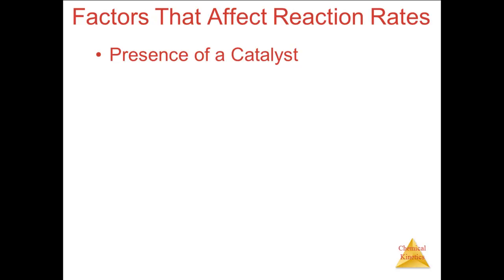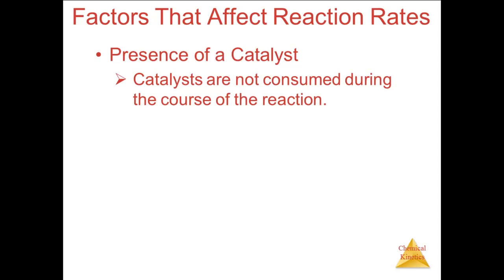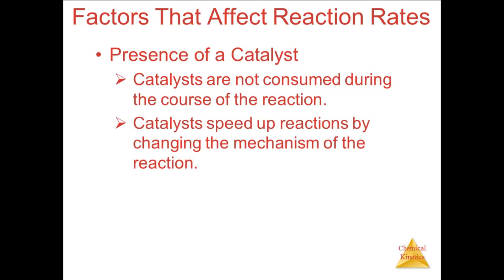Number 4, the presence of a catalyst. Catalysts are substances that speed up a reaction without being consumed by the reaction. This means that there is the same amount of the catalyst present after the reaction is over as there was before the reaction began. The catalyst affects how the reaction occurs, changing the mechanism. We will learn more about these factors when we study collision theory.